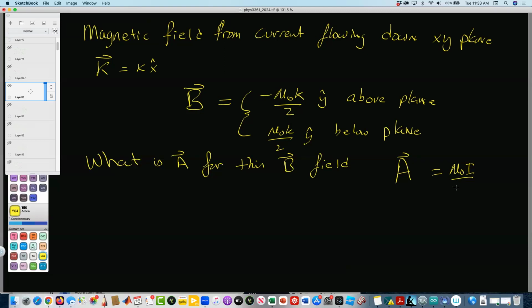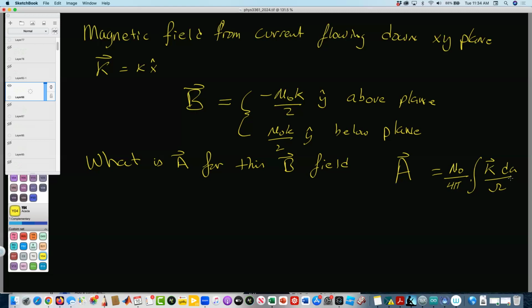I should write the one for surface current, right? So A is going to be mu 0 over 4 pi, and then the integral of K dA over omega. Okay, so A is parallel to K. So A only goes in the X direction. It can't go in any other direction, right? Notice that K goes in the X direction. Therefore, A only has an X component.